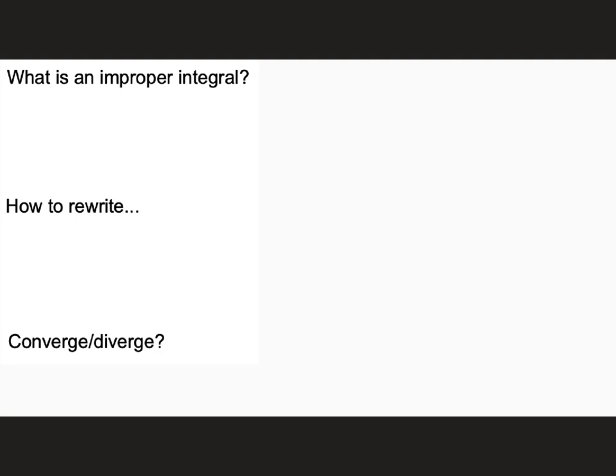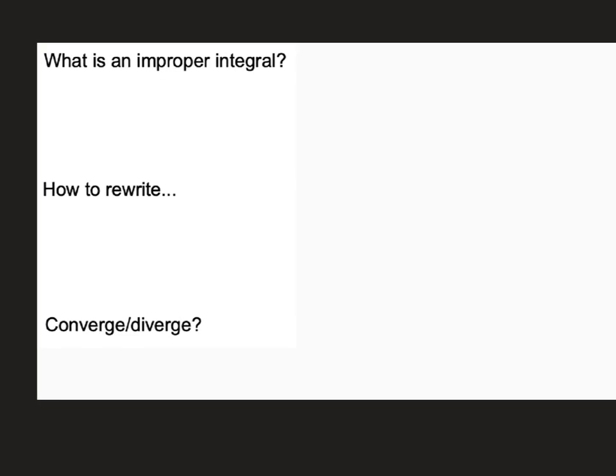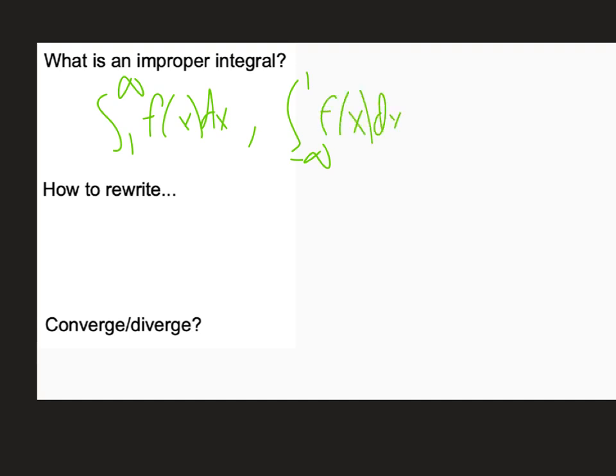Okay, an improper integral. Let's see. So an improper integral seems like it's one that has an infinity somewhere. So it could be one where we have like 1 to infinity of some function. It could be like negative infinity to 1. I'm picking 1, but it could be any number. I'm just picking 1 to make me feel comfortable. I suppose it could be negative infinity to infinity.